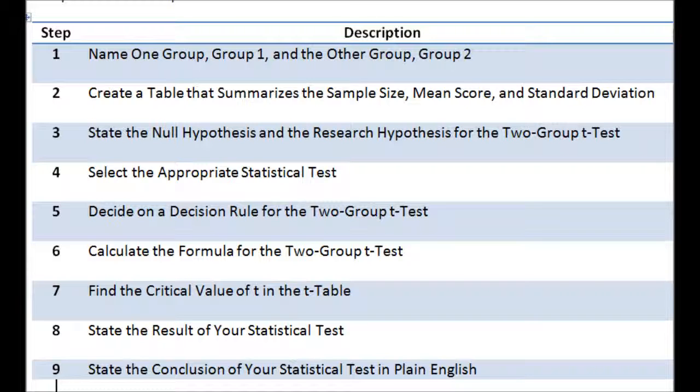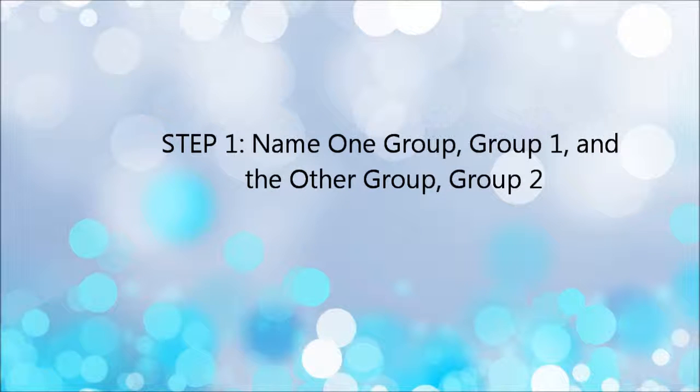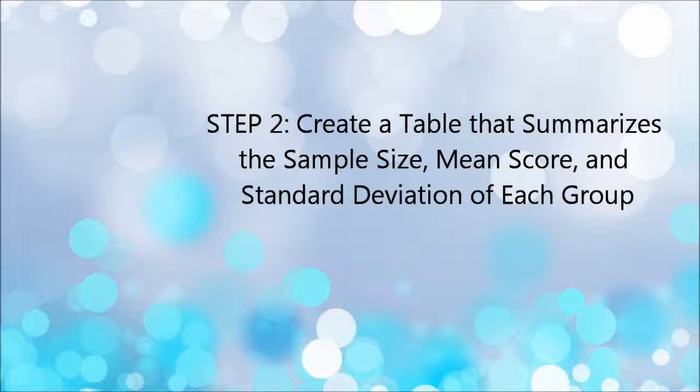Here are the 9 steps for hypothesis testing using the two-group t-test. Step 1. Name one group, Group 1, and the other group, Group 2. If you define which group is Group 1 and which group is Group 2, you can use these numbers in your computations without having to write out the names of the groups. This step makes it easier for you to make sure that you are using the correct numbers in the formulas for the two-group t-test. If you get the numbers mixed up, your entire formula work will be incorrect and you will botch the problem terribly.